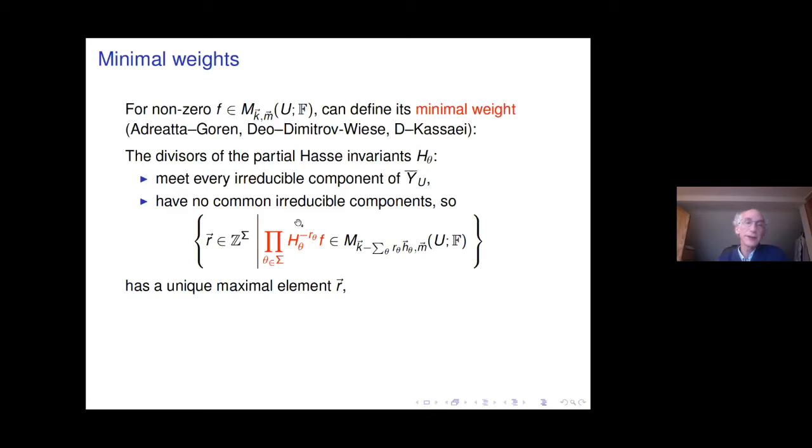You can divide as much as possible by these partial Hasse invariants and define the minimal weight of a modular form to be the resulting weight, the lowest weight with respect to the partial ordering defined by partial Hasse invariants, the least weight, the first weight in which the Hecke eigensystem appears. Maybe it's not obvious that that interpretation in terms of Hecke eigensystems is true, that if you have the same Hecke eigensystems in different weights, then the only way it arises is by division by partial Hasse invariants. But here's a definition of the minimal weight of a non-zero Hilbert modular form.